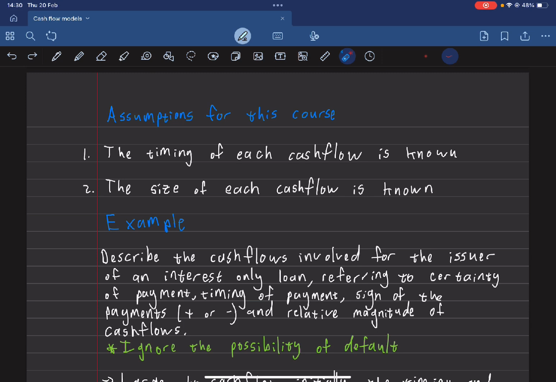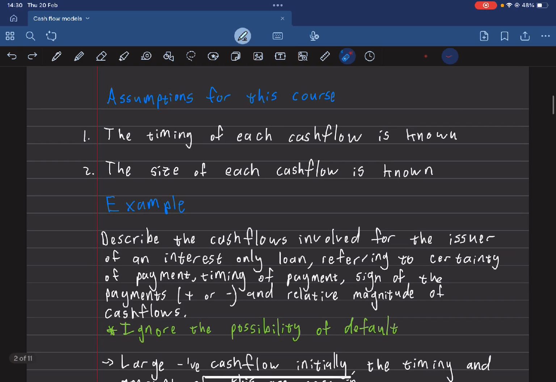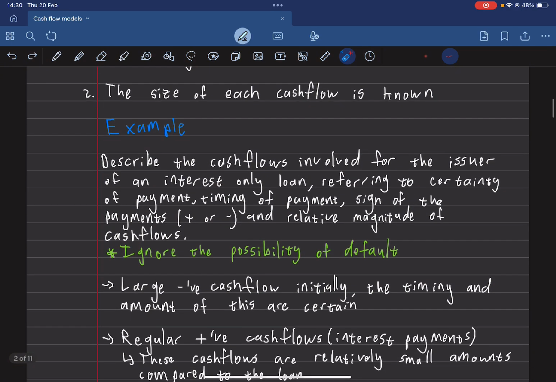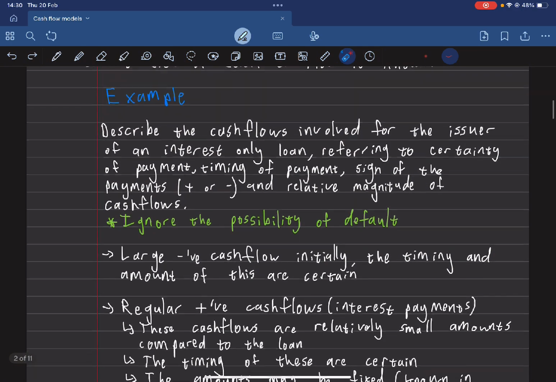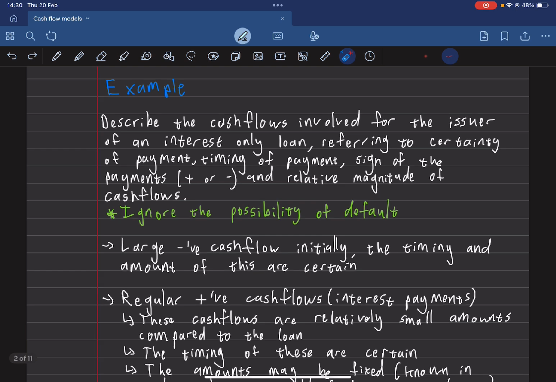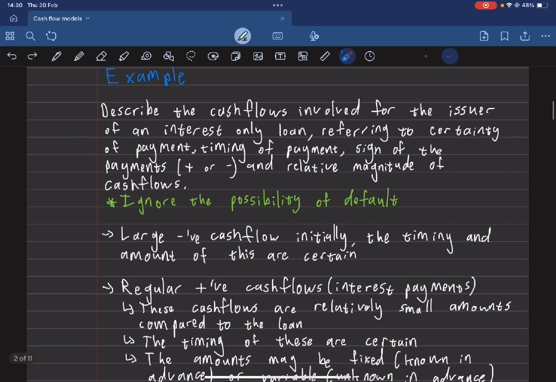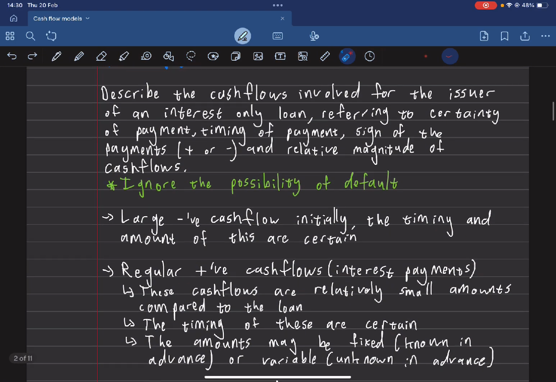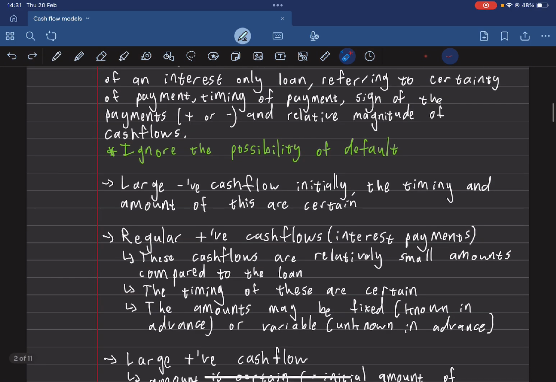In this course, we make a few assumptions. The first assumption we make is that the timing of each cash flow is known. And the second assumption that we make is that the size of each cash flow is known. So let's have a quick look at an example. This example asks us to describe the cash flows involved for the issuer of an interest-only loan, referring to certainty of payment, timing of payment, sign of the payment, and relative magnitude of the cash flows. It also tells us that we can ignore the possibility of default.